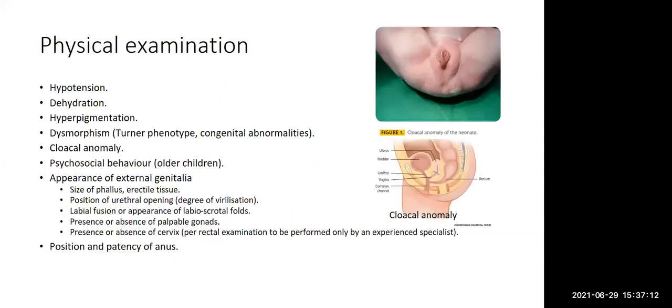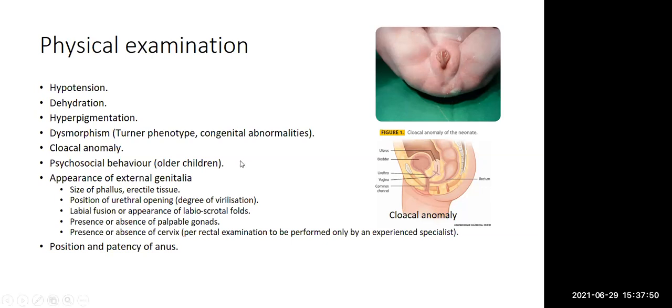Next, for the physical examination, of course the sign is hypotension, because reduced aldosterone leads to hyponatremia, leads to hypovolemia, so the patient will have hypotension. Hypovolemia will be manifested as dehydration, which is sunken fontanelle, dry skin, reduced skin turgor, and also hyperpigmentation. And dysmorphism, whether we want to rule out Turner syndrome or any congenital abnormalities, and look for any cloacal anomaly as shown in the picture on the right side.